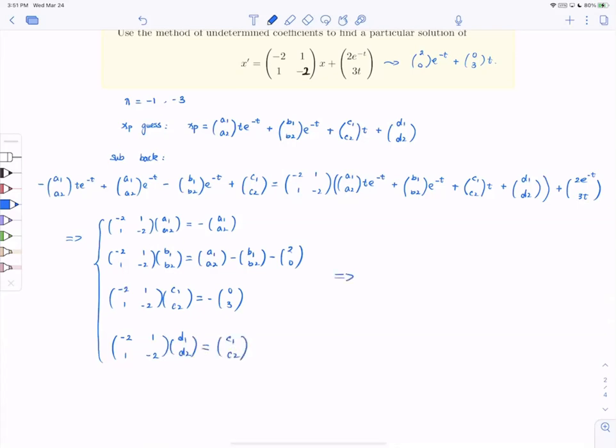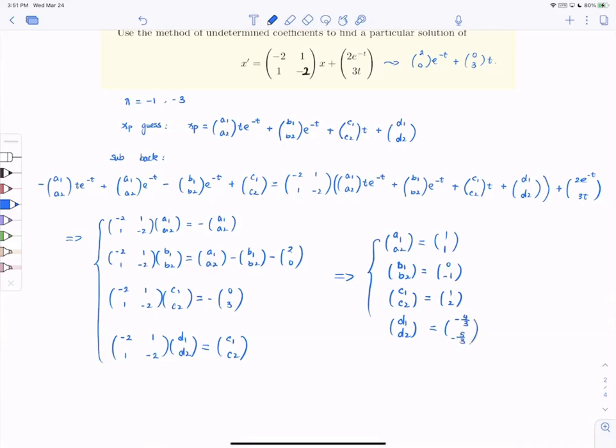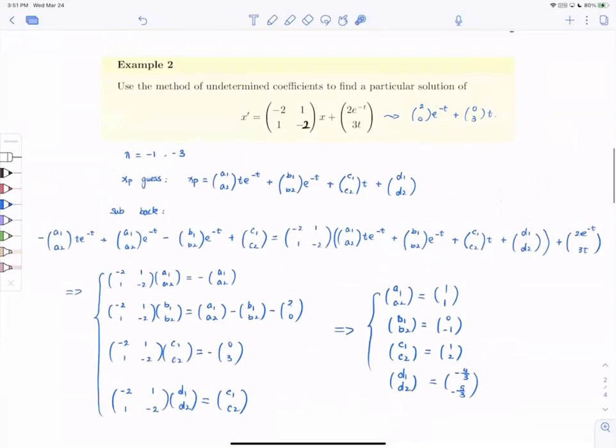And after all the computation, this is what I get. A1, A2 equals to 1, 1, and B1, B2, I got 0, -1. C1, C2, I got 1, 2, and D1, D2, I got -4/3 and -5/3. Okay, and then you plug it back in. So plug those back in, you'll get your particular solution.